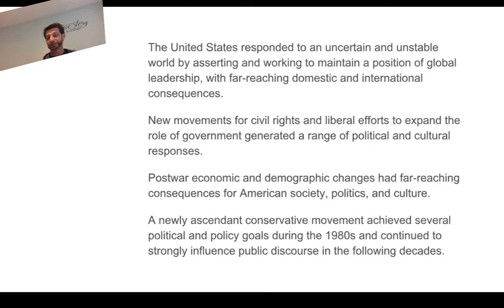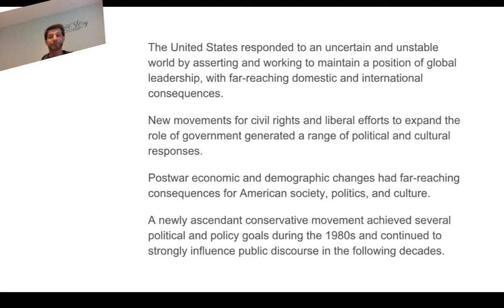The other big thing that happens during this time period are the new movements for civil rights and liberal efforts to promote an expanded role of government. But then there are responses to that. There are responses everywhere from people who are critical of it on the conservative side, people accepting of it on the liberal side, and people who are critical, but critical because they feel like it didn't go far enough. And that tends to be more on the American left.